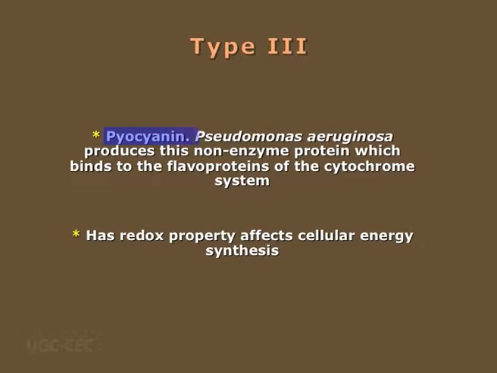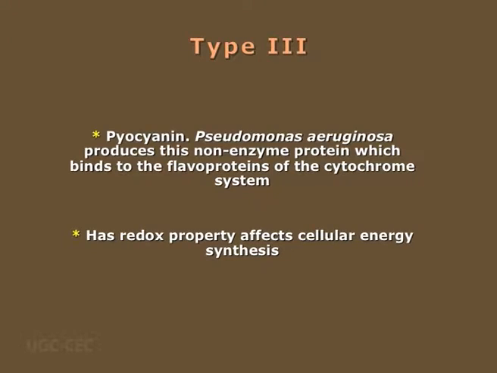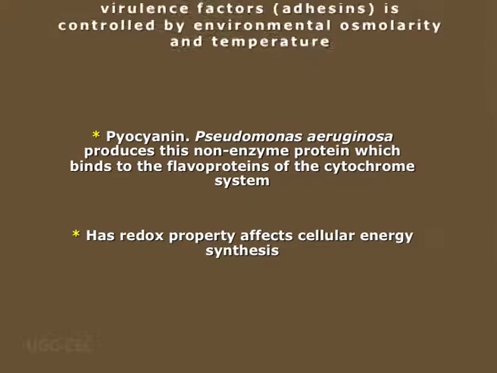The last of this category of type 3 is the procyanin. Procyanin is given out by Pseudomonas aeruginosa, which produces a non-enzyme protein, and this, because of its redox property, can affect the cascade of energy events happening during energy production in our body. Correspondingly, the energy synthesis mechanism is affected, leading to lethality and cell death.